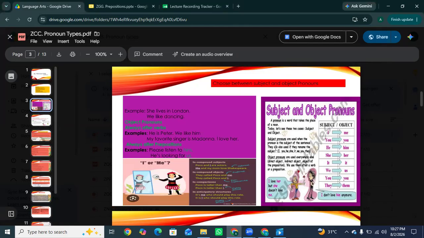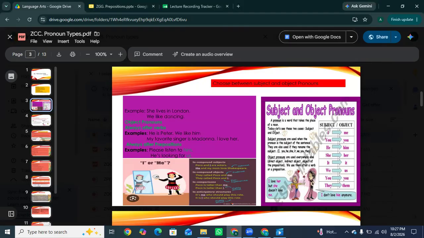Okay, a pronoun is a word that takes the place of a noun. Okay, so we will discuss subject pronoun and object pronoun. So, what is subject pronoun? Subject pronouns are used when the pronoun is the subject of the sentence. They are also used if they rename the subject, like I, you, he, she, it, we, you, they.